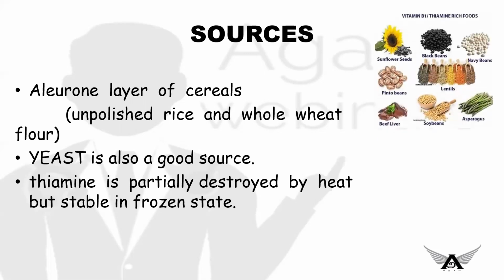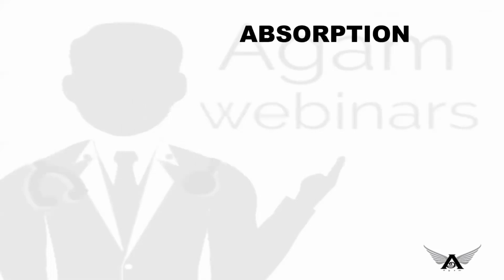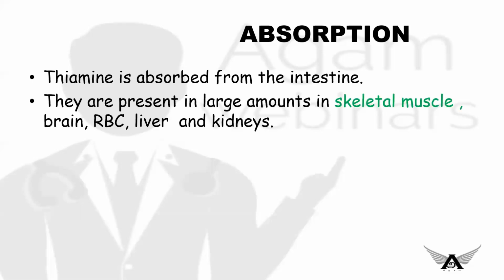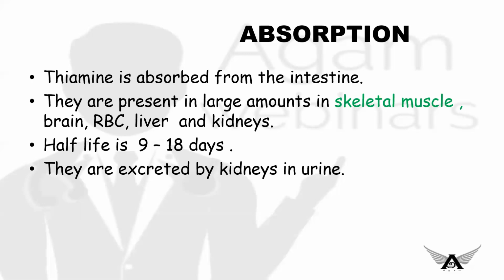Okay. Now we'll see how this vitamin is absorbed in our body. It is absorbed as such from the intestine and stored in skeletal muscles, RBCs, brain, kidney and liver. But in larger amounts, it is stored in skeletal muscles. It is excreted by the kidneys in the form of urine. The half-life of this vitamin is 9 to 18 days. Total storage amount will be 300 milligrams.